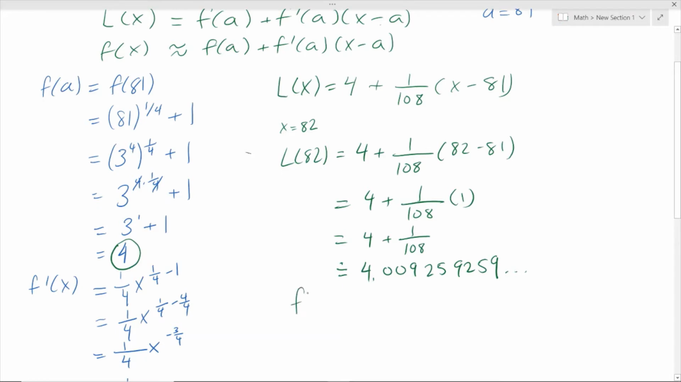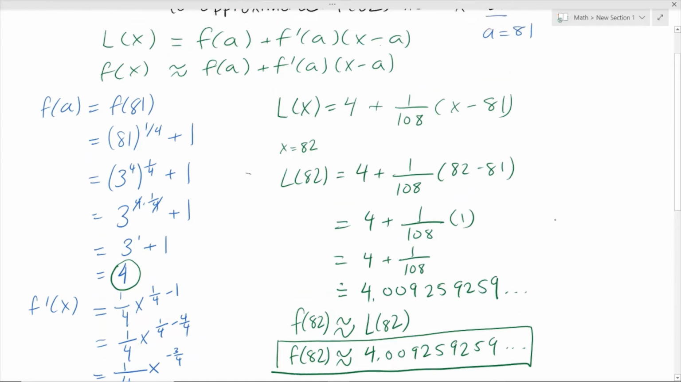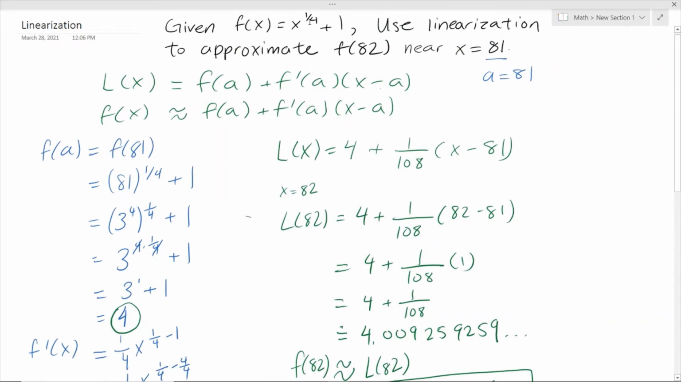So we can conclude that f of 82 is approximately equal to L of 82, which is the same as saying it's approximately equal to 4.009259259. Now, this is what we were hoping to find, and to check our work for this question, all we have to do is actually find f of 82. So we're just going to plug 82 into the original function, which is x to the 1 over 4 plus 1.